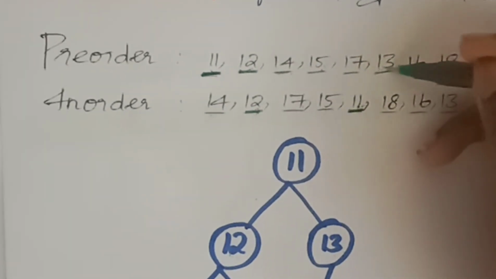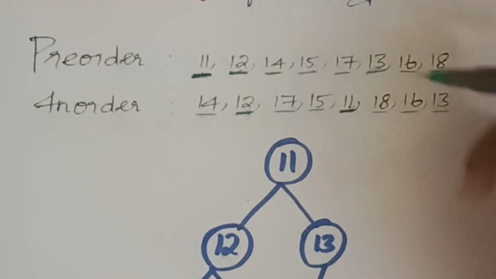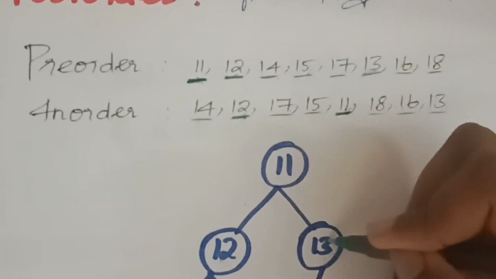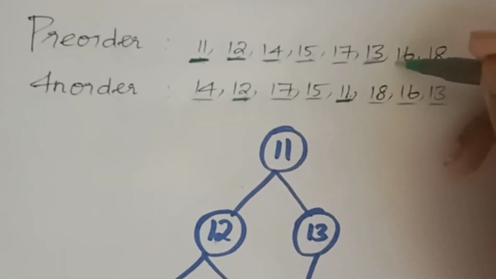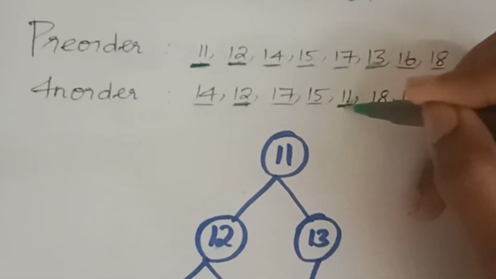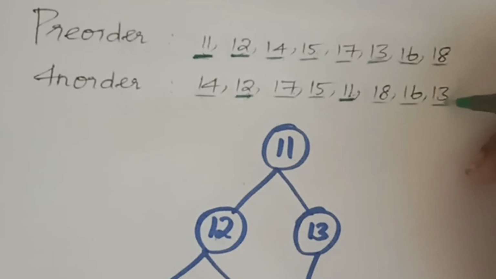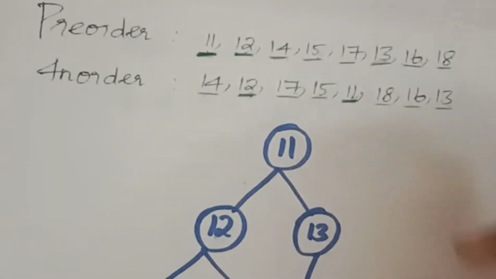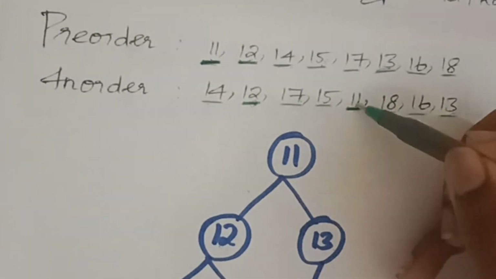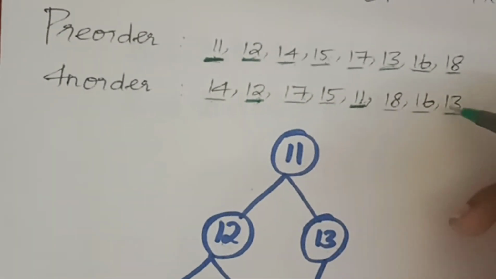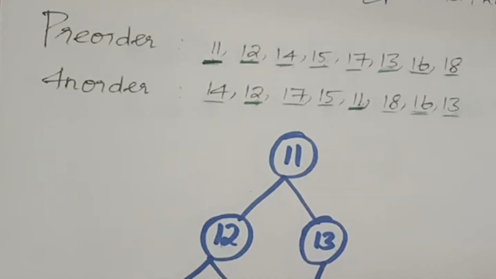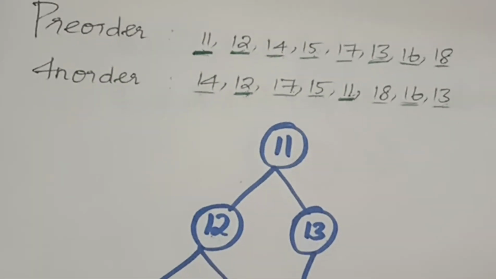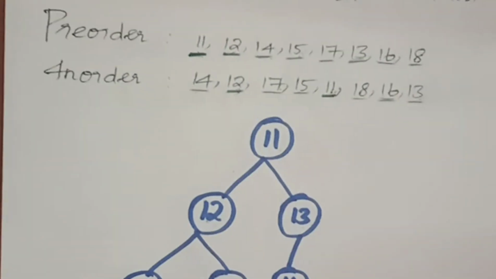Then move on to 13, which was right of 11, so we write here. Then move on to 16, which was right of 11 and then left of 13, so we write here. Then 18, which was right of 11 and left of 16, so we write 18 here. This was the constructed binary tree for in-order and pre-order.